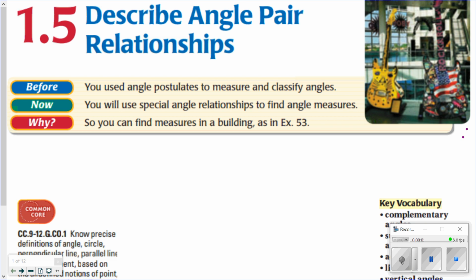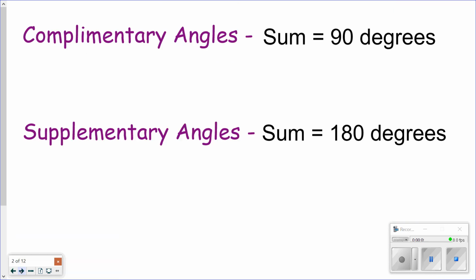Hello everyone, today we are going to start 1.5, which is describe angle pair relationships. The two vocabulary terms we're going to focus on today are complementary angles and supplementary angles. Complementary angles are angles that add up to 90 degrees, and supplementary angles are angles that add up to 180 degrees.